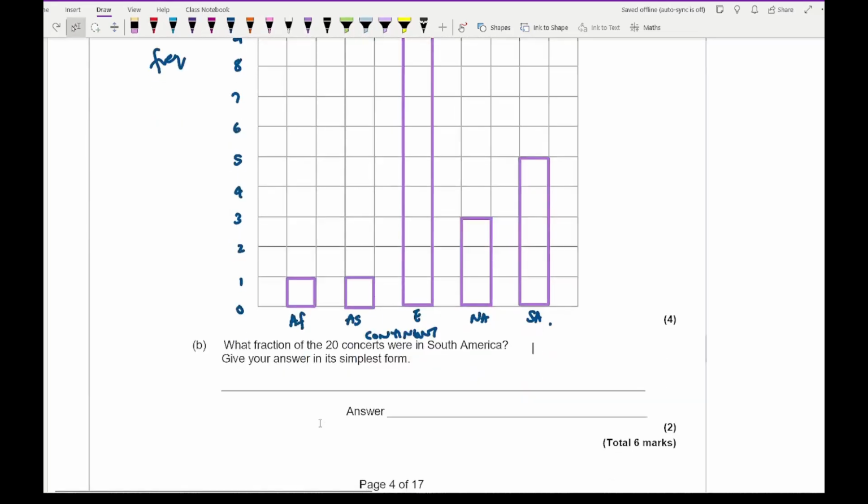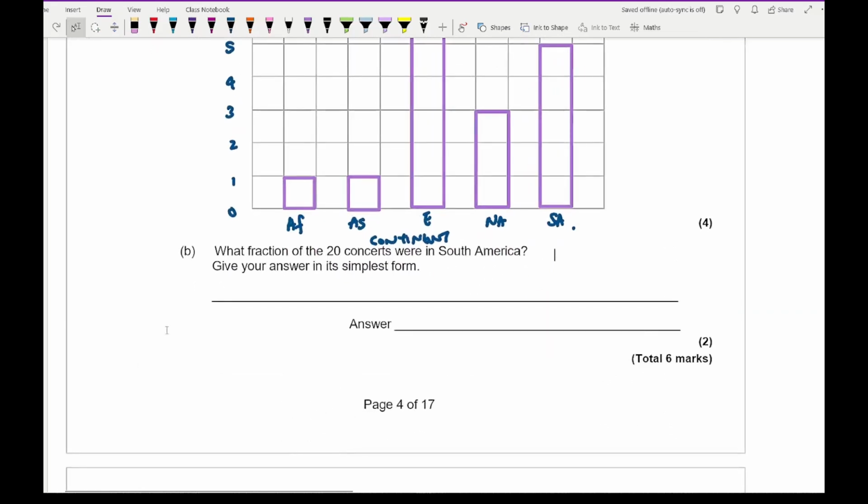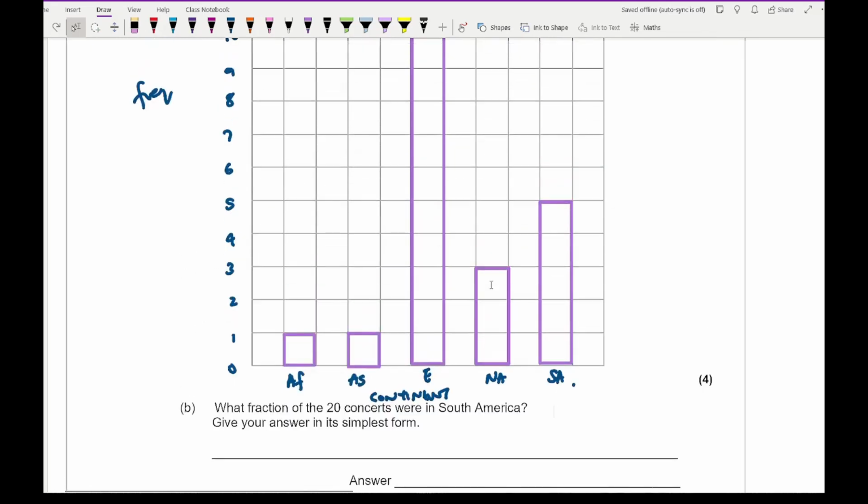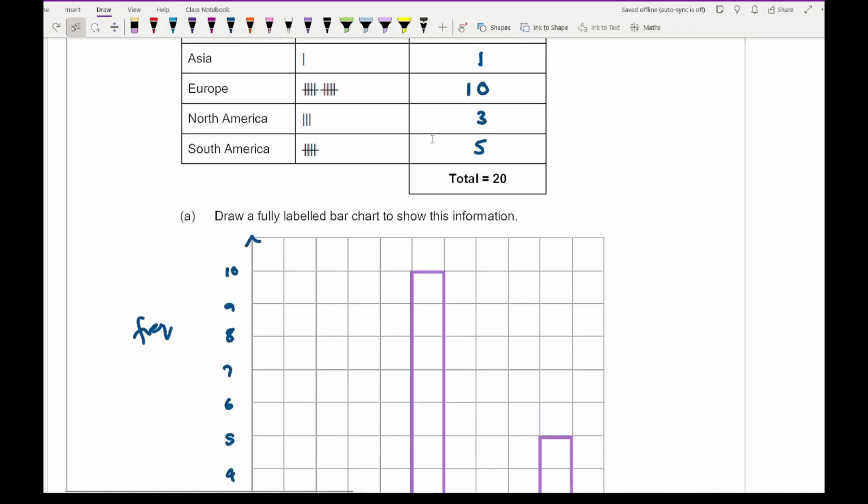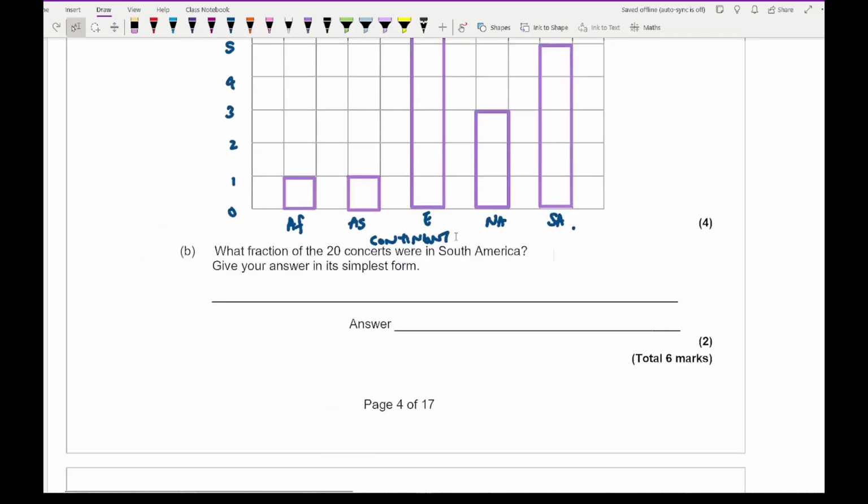So again, 4 marks. Now, sometimes you get a question attached to it that says: what fraction of the 20 concerts were in South America? Give your answer in its simplest form. So South America, looking back, was 5, so it's 5 out of 20. We then need to simplify this fraction, so that's going to be 1/4.